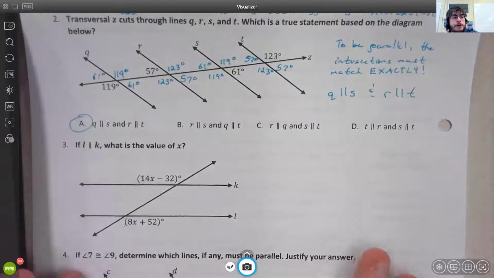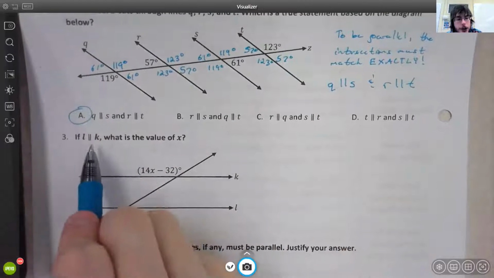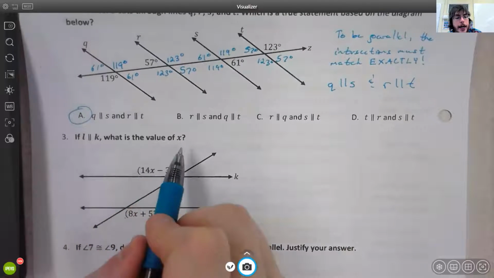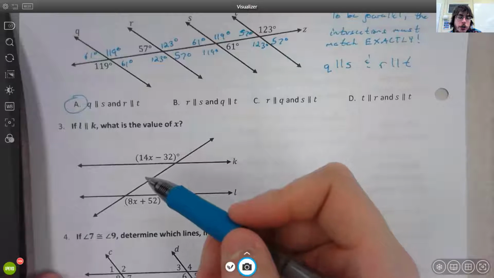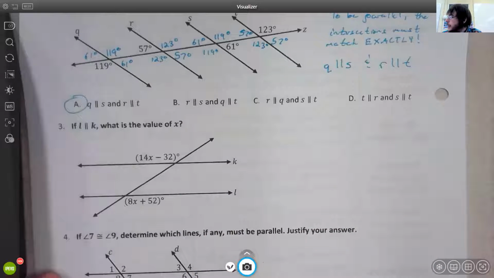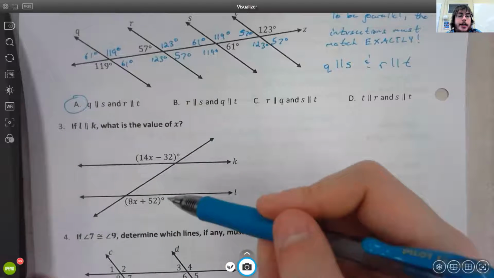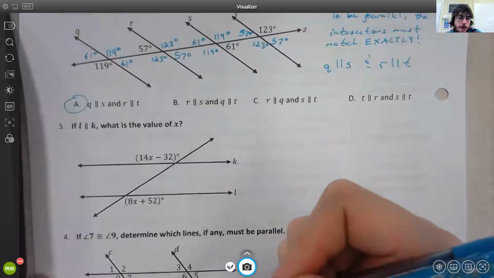Let's look at number 3. If L is parallel to K, what is the value of X? So anytime you start a problem like this, whether you're solving for X or whatever else you're doing, you need to look and see what type of angles they are, okay?